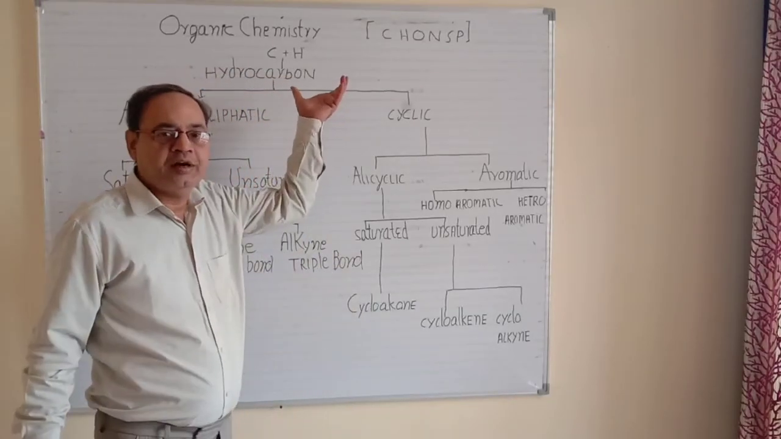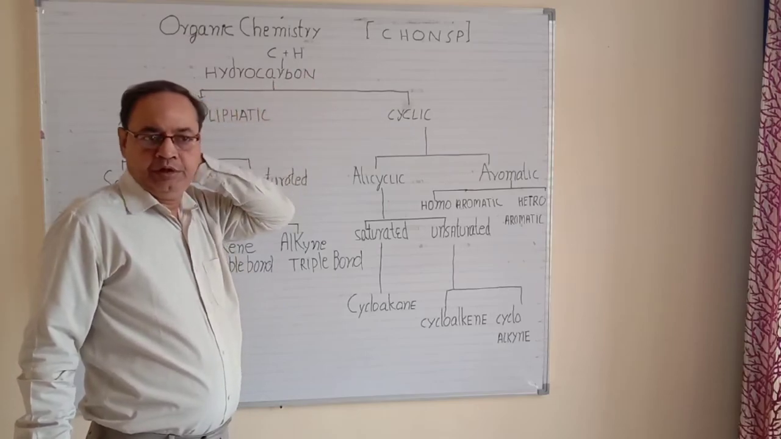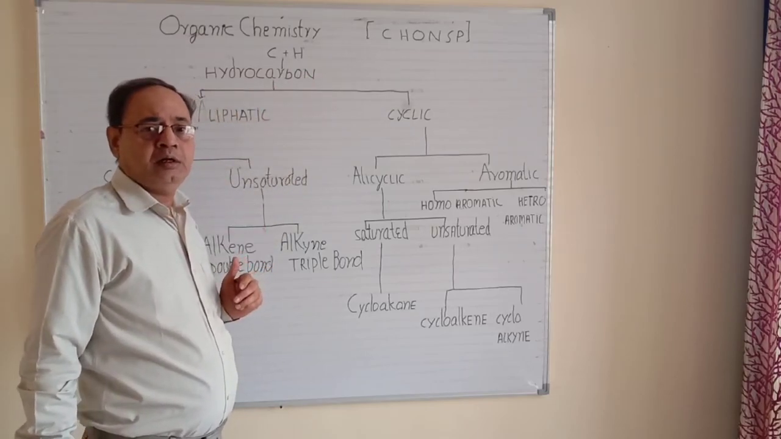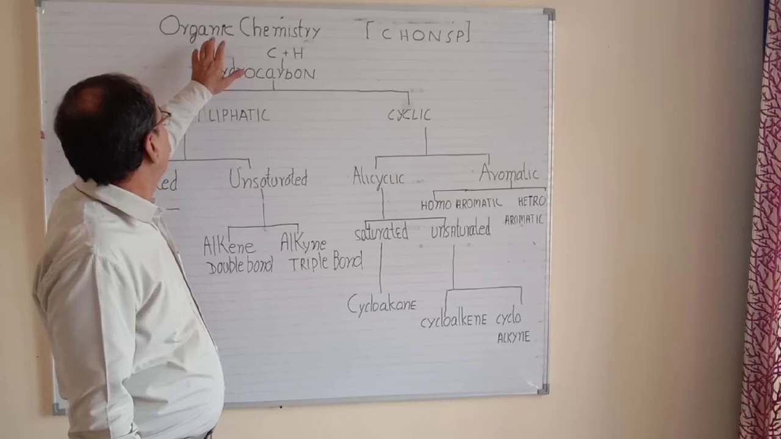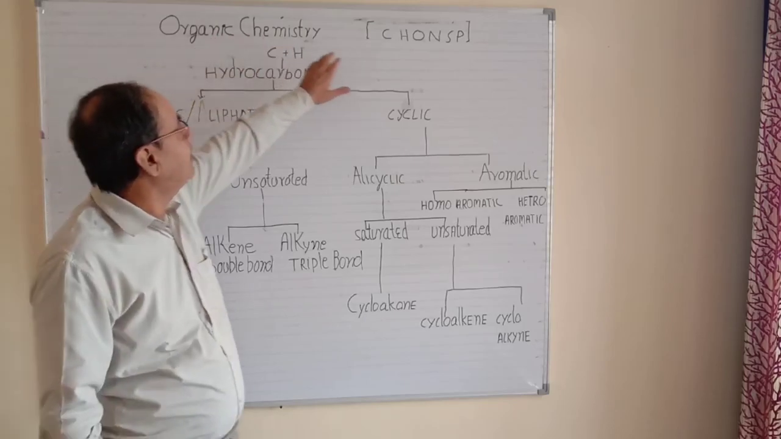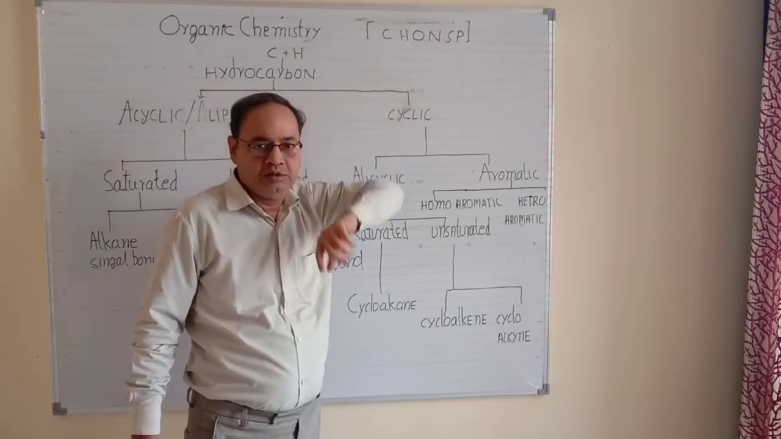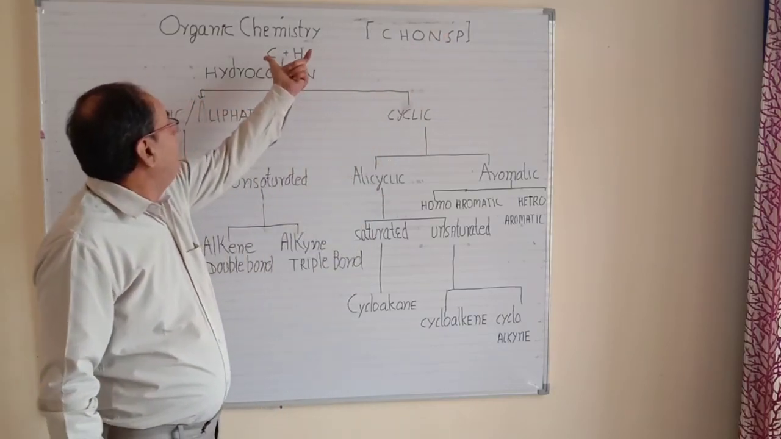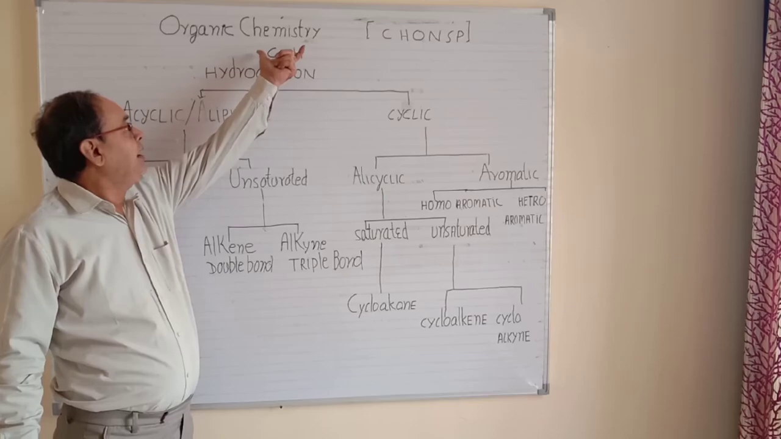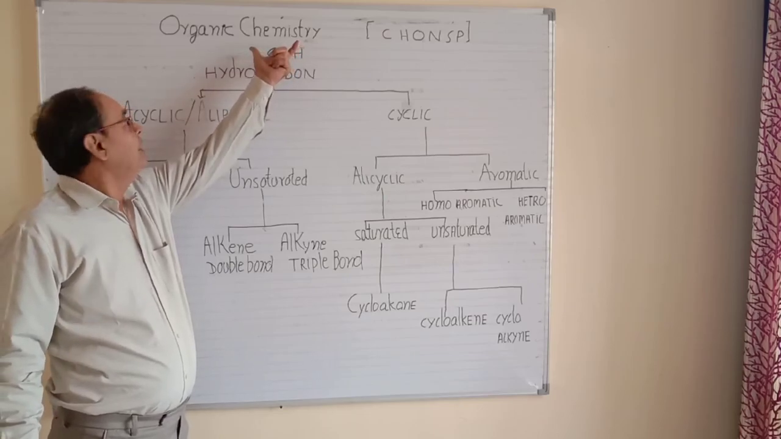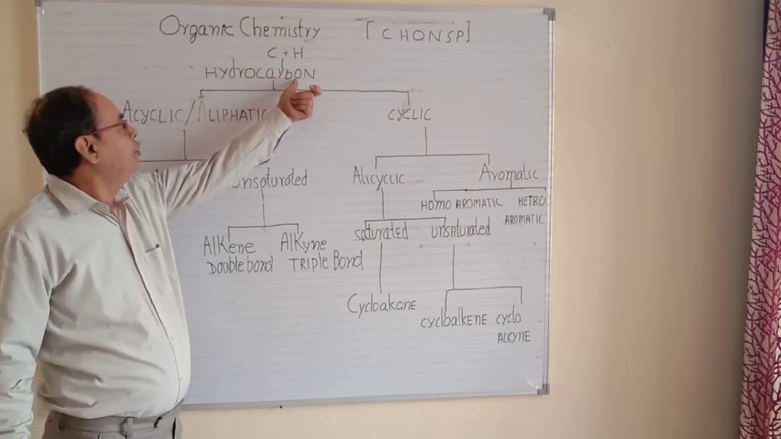Today we are going to start a lecture on organic chemistry. So first of all, you should understand what organic chemistry is. Organic chemistry is the study of carbon, hydrogen, oxygen, nitrogen, sulfur and phosphorus. Out of which carbon and hydrogen are the most important part of organic chemistry, collectively known as hydrocarbons.